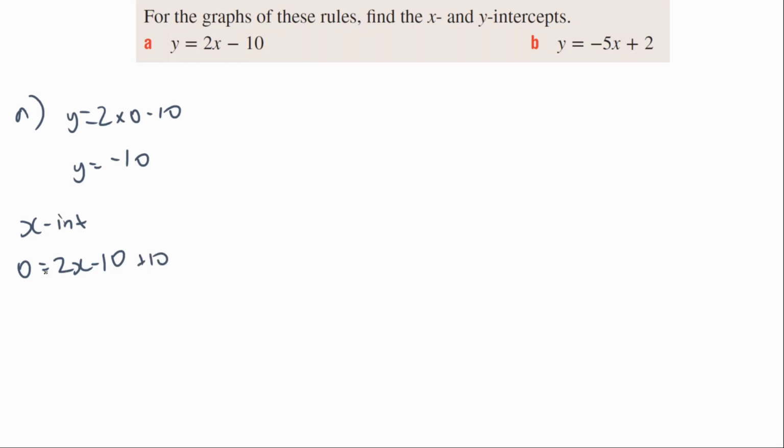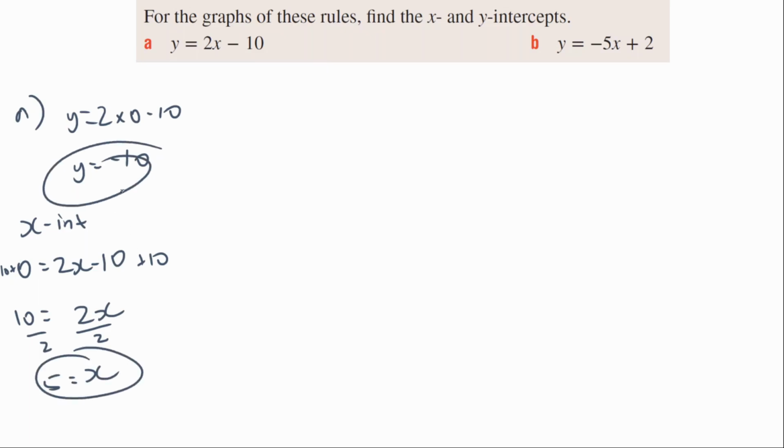Add 10 to both sides. That gives me 10 equals 2x. Now divide both sides by 2. That gives me 5 equals x. So our x-intercept is 5 and our y-intercept is -10. Give yourself a tick if you got each of those correct.